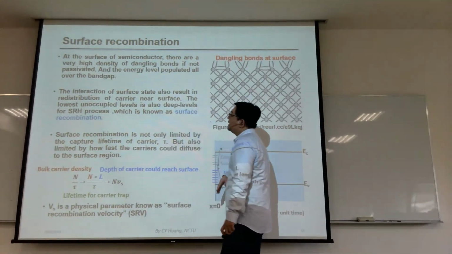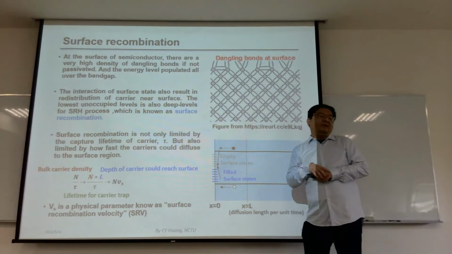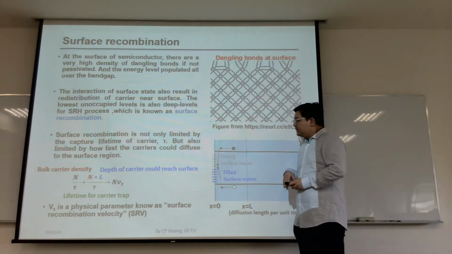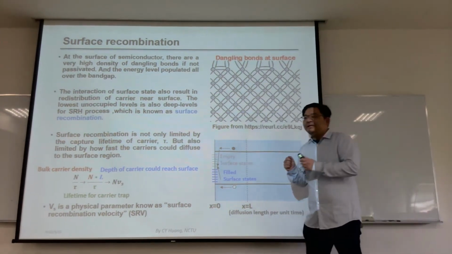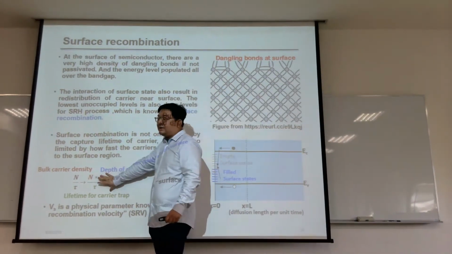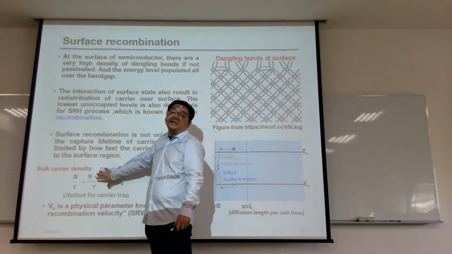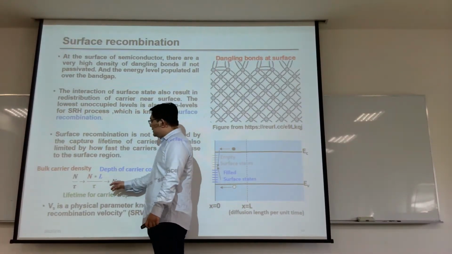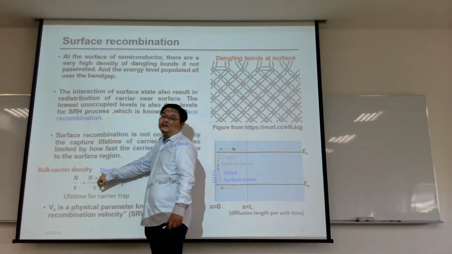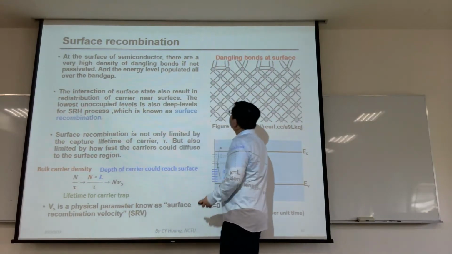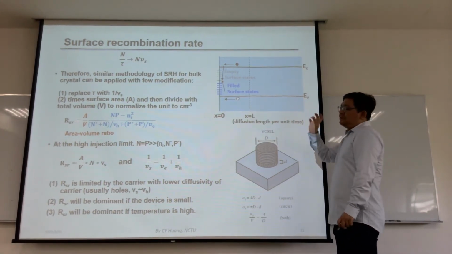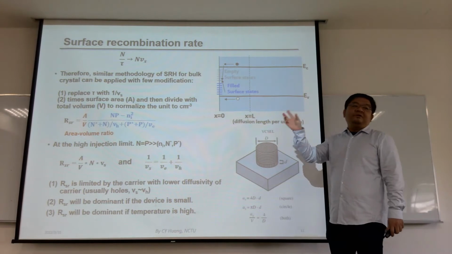So the surface recombination is usually called the surface recombination velocity, not the surface recombination rate. It doesn't really mean it's the carrier moving; it's an overall notation that clearly describes the dynamics of the surface recombination. It's not only about the lifetime of the carrier, it's also about the diffusion length of such a carrier. So that makes the surface recombination pretty geometry driven.